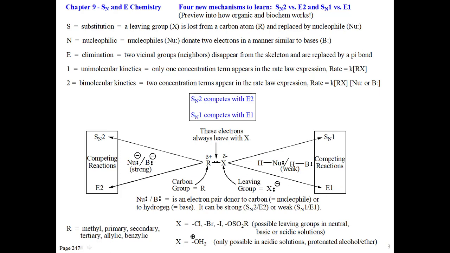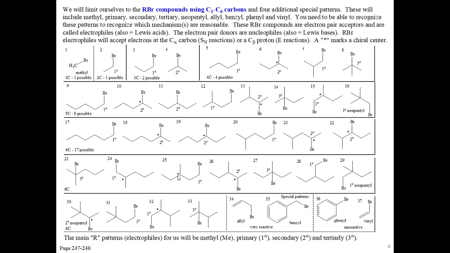Okay, so nucleophiles and bases are electron pair donors, and the RX compound is the electron pair acceptor, and sometimes that's also referred to as an electrophile. The R part is the carbon part, and so these are patterns that we've talked about: methyl, primary, secondary, tertiary. Allylic and benzylic are especially reactive in these reactions. So we want to be familiar with all those patterns.